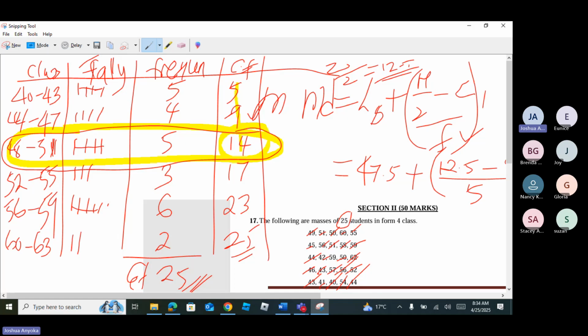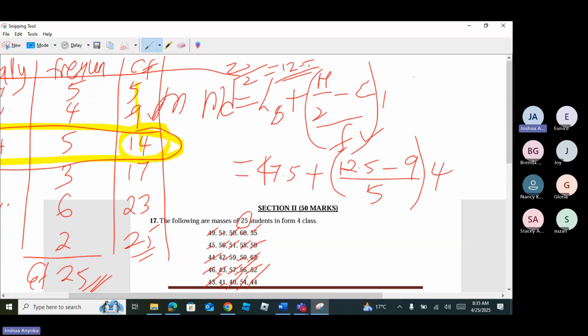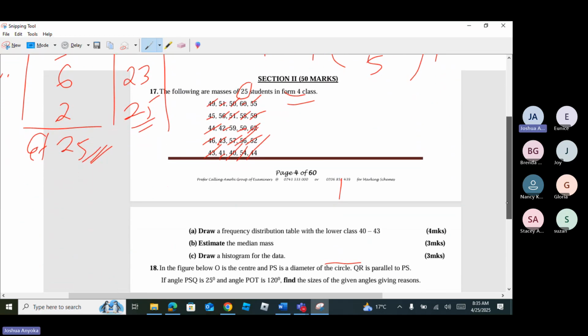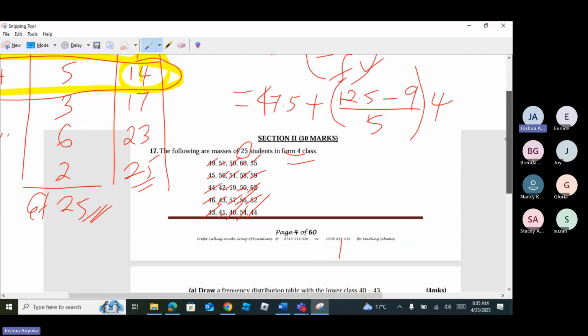The interval of the median class is 4 because we have 51.5 minus 47.5. That's what we agreed is how to find the class interval. 47.5 up to 51.5. So 51.5 minus 47.5 gives us 4. And this one gives us the answer to the median. Draw a histogram to represent this data.